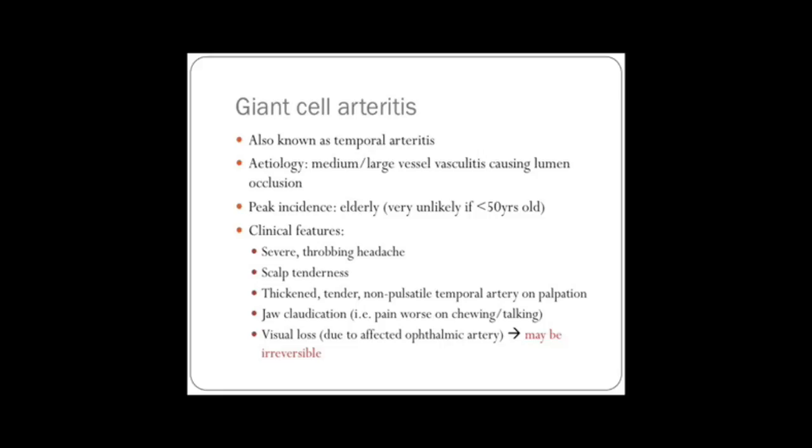The clinical features, well, severe throbbing headache, but the key here is that it affects the temporal artery. So the patient will be tender over the scalp, over the temporal artery, and when you palpate it, it'll be non-pulsatile. The patient may also complain, if you ask them on direct questioning, of pain which worsens on chewing or talking and using the muscles of mastication, also known as jaw claudication, because those muscles are supplied by that artery. And the patient may also complain of visual loss, and this is very important to pick up because it may be irreversible.